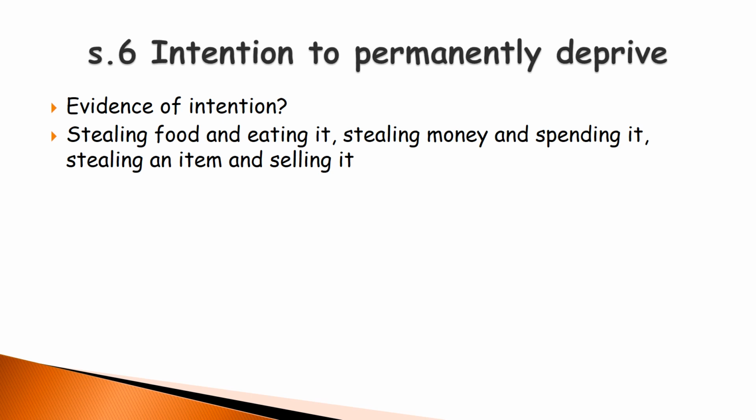Key evidence the prosecution could use, of course, would be really basic, obvious: stealing food and eating it, stealing money and spending it, stealing an item and selling it. So if you received that additional salary in your bank and then you went on to spend it, that could be evidence of intending to permanently deprive your employer of that money. Of course, you could claim that you didn't know you had it, but that would be a question of fact, really, for the jury or magistrates to decide.